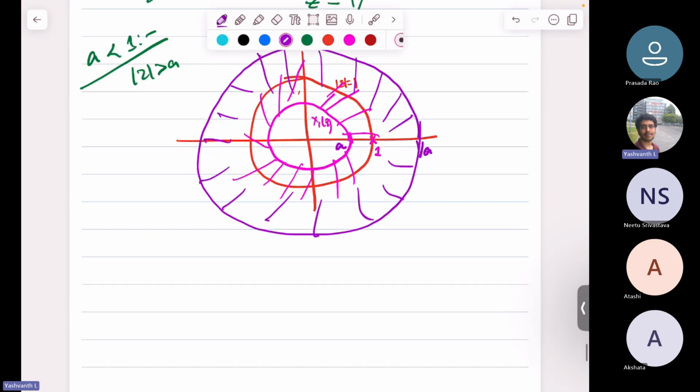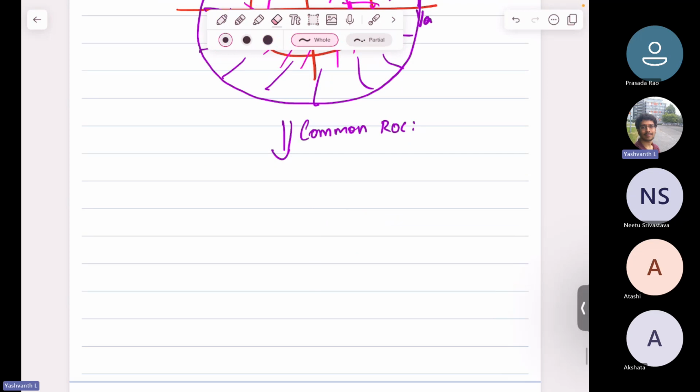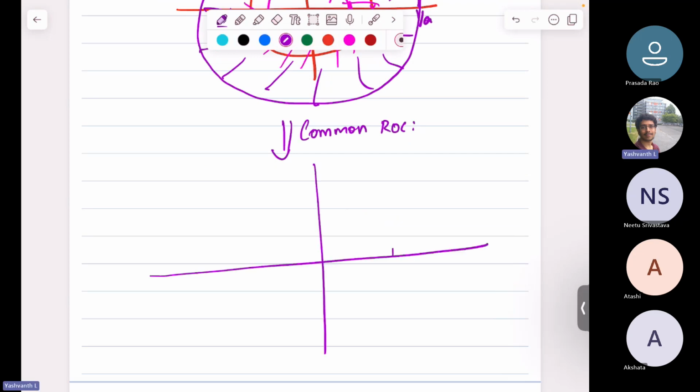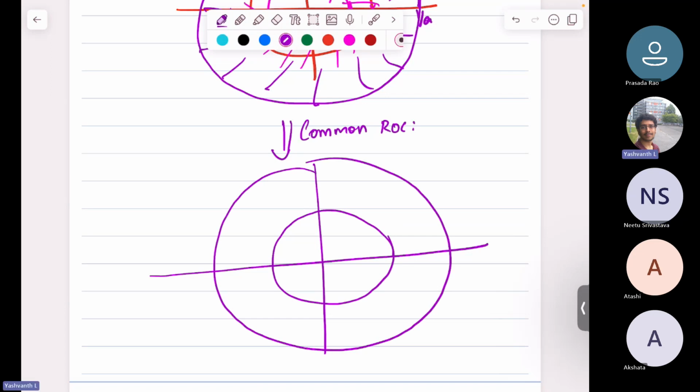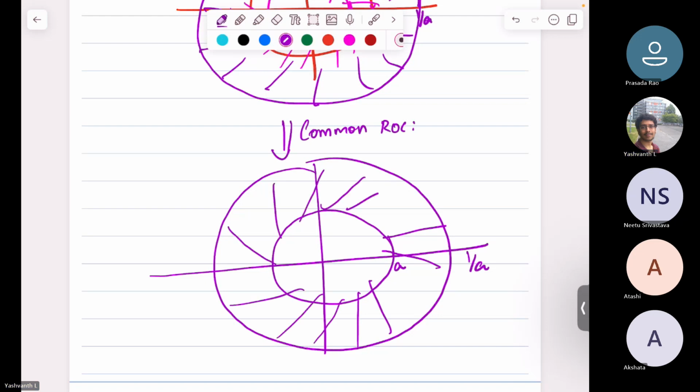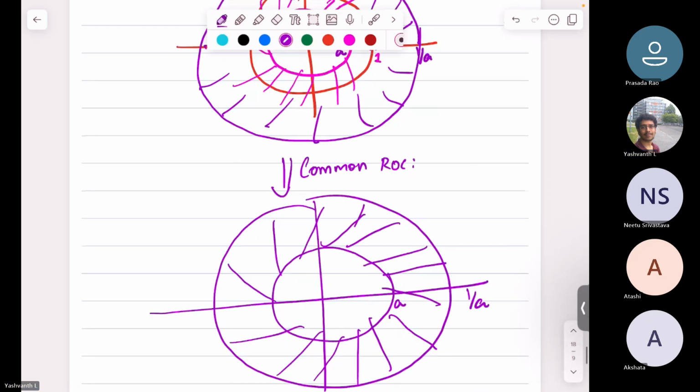Therefore, if you combine them, what is the common ROC? It will be mod z greater than A and less than 1 by A. This is A, 1 by A, the annular region between A and 1 by A. That is the common ROC.